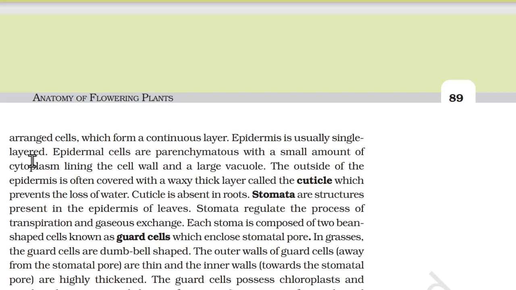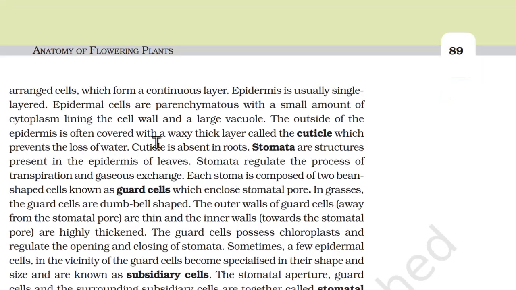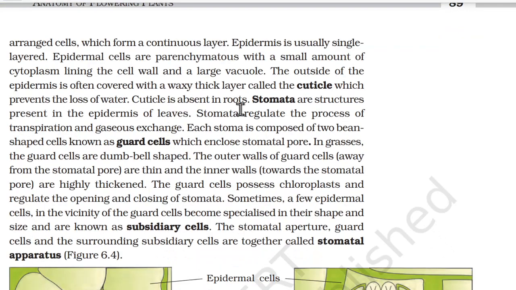Epidermis is usually single layered. Epidermal cells are parenchymatous with a small amount of cytoplasm lining the cell wall and a large vacuole. The outside of the epidermis is often covered with a waxy layer called a cuticle, which prevents the loss of water. Cuticle is absent in roots.